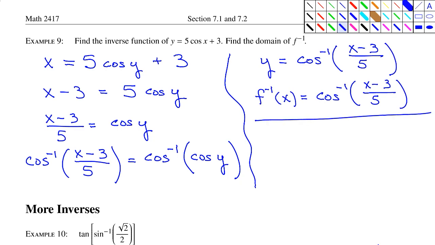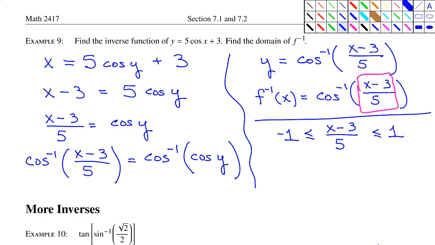And then the question is, what is the domain of this inverse function? Well, the domain has to be the set of x's that you can actually take the arc cosine of. You can take the arc cosine of any number from -1 up to 1, because that is the range of the cosine function itself. So what values of x give me a result that's between -1 and 1 when you take x minus 3 over 5? And you just solve this, what I call a triple inequality.